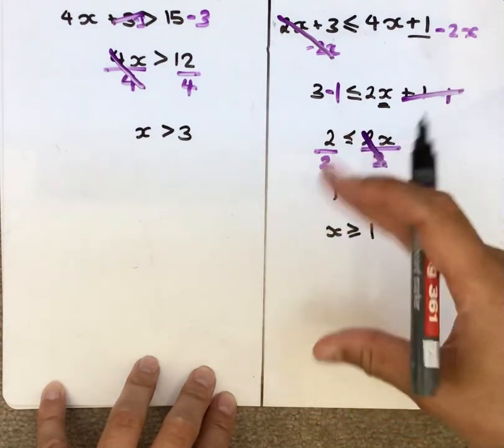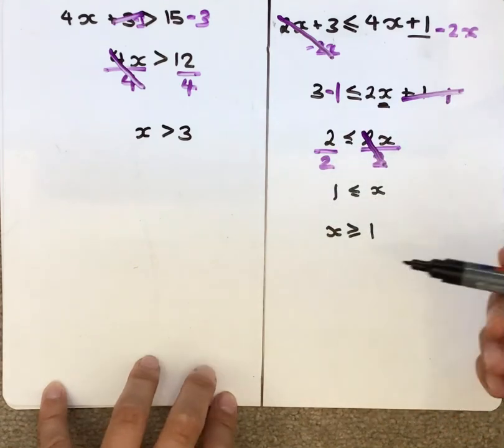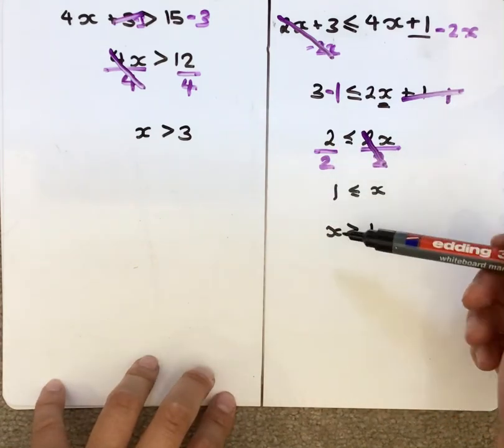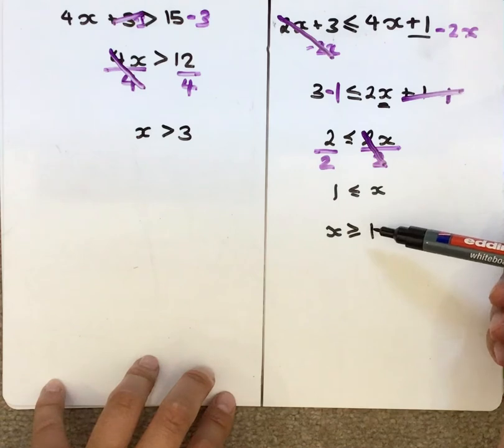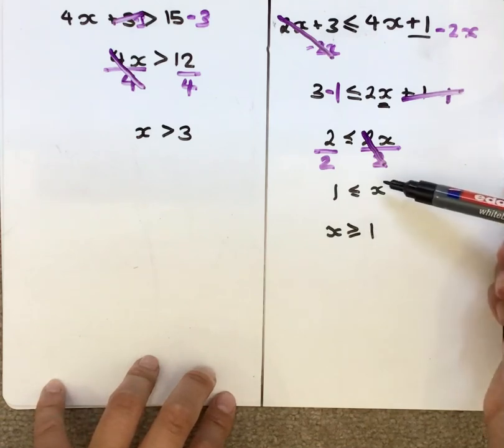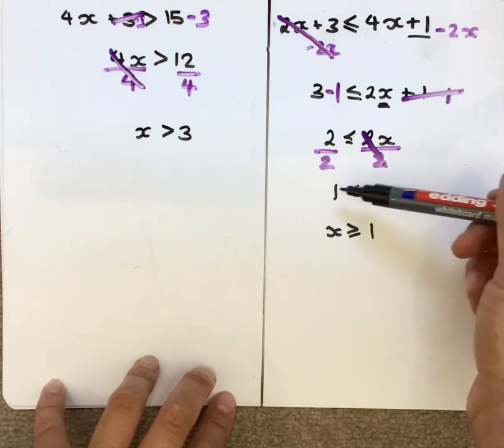We've still got the crocodile eating the same thing. Remember, crocodiles eat the bigger amount, so x is bigger than or equal to 1 here, and it's the same as here. X is bigger than or equal to 1.